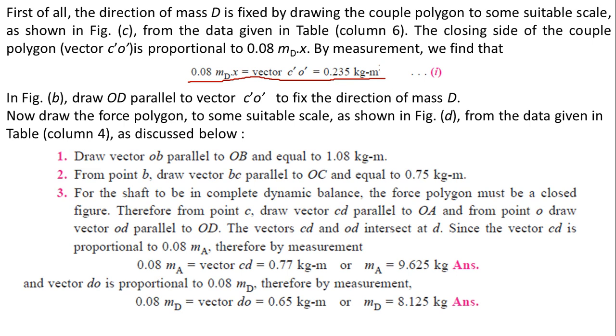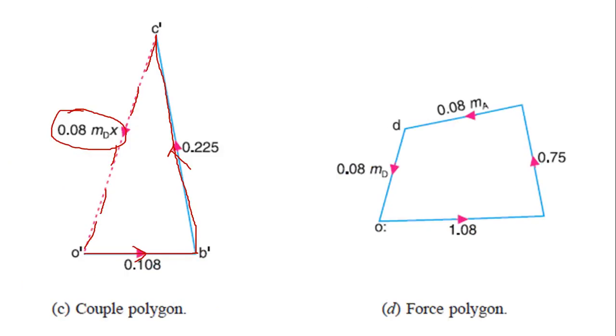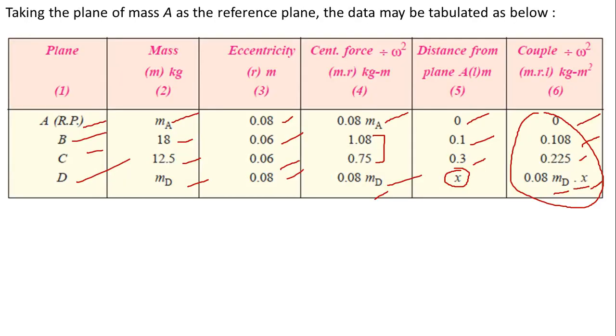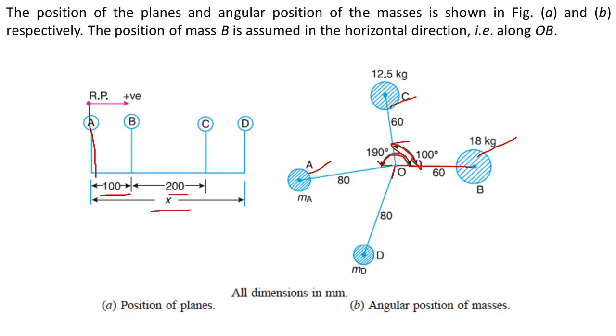So now you can draw this vector OD, that is parallel to the vector C dash O dash, to get the angle of the mass D. So this is the direction, so you get automatically the direction for the next plane. So draw the same angle you get here for the next mass, that is D. Now you get the angular position of the plane D also. Okay, so measure this and get the angle.